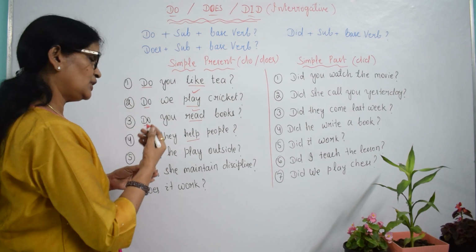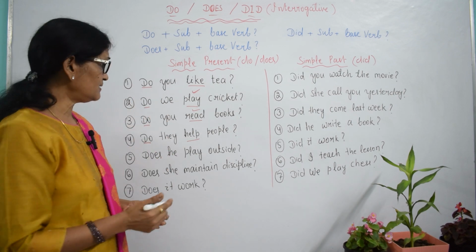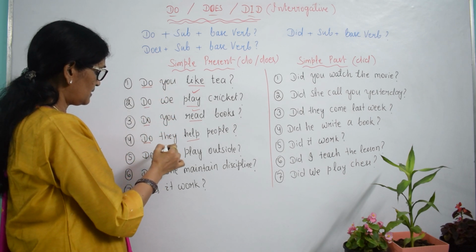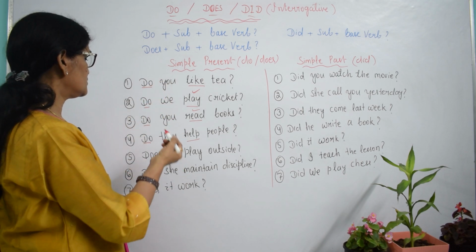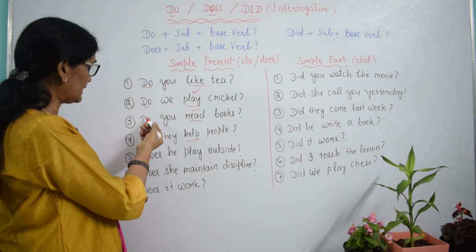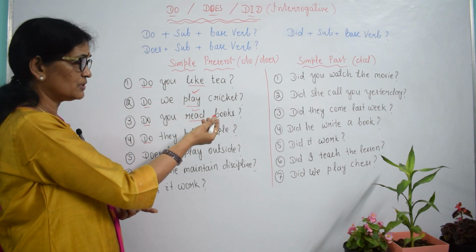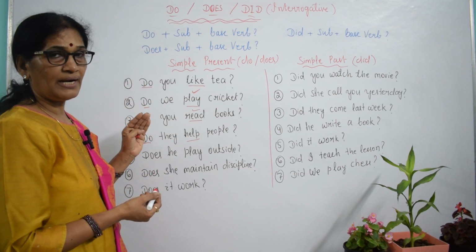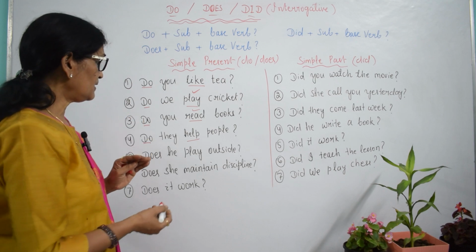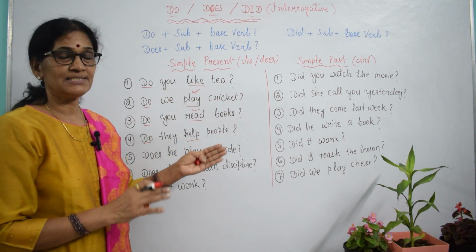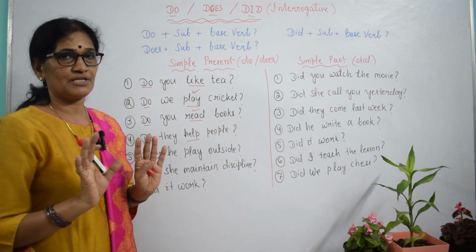What you get? You know, already I have explained. Do goes with the subjects I, you, we, they. Okay, it can be: Do I read books? So do goes with I, we, you and they. Remember, the verb everywhere in simple present and in simple past in negative and interrogative sentences is base form.